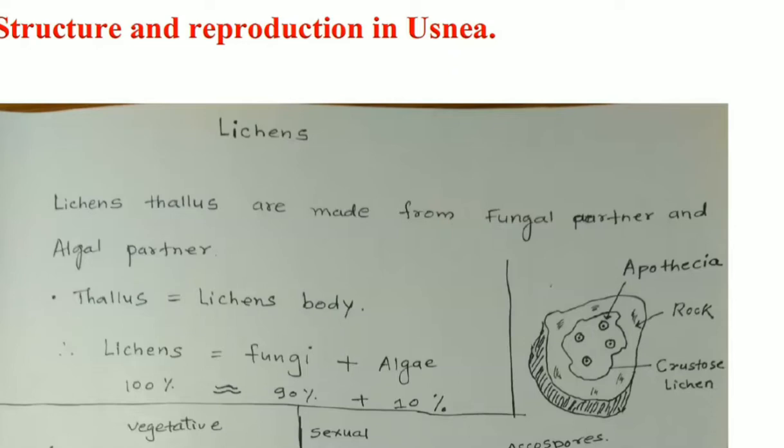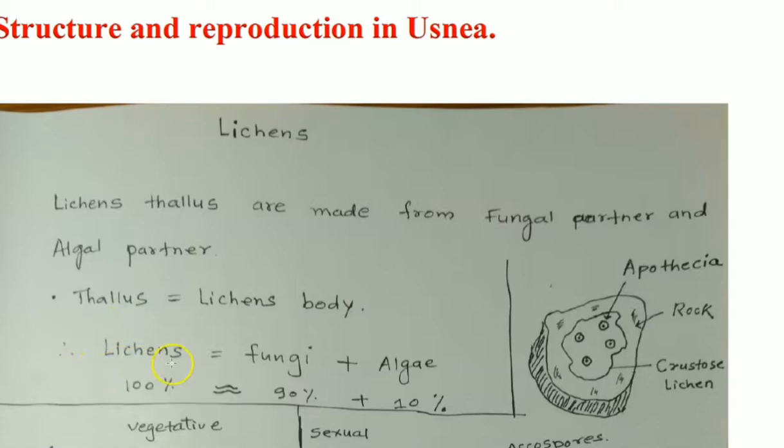In this video, I am going to explain about structure and reproduction in Usnea. Usnea is one type of lichen, a fruticose lichen. Lichens are of three types: crustose lichen, foliose lichen, and fruticose lichen. Lichen thalli are made from fungal partners and algal partners. Thallus means the lichen's body. The lichen's body is called a thallus.